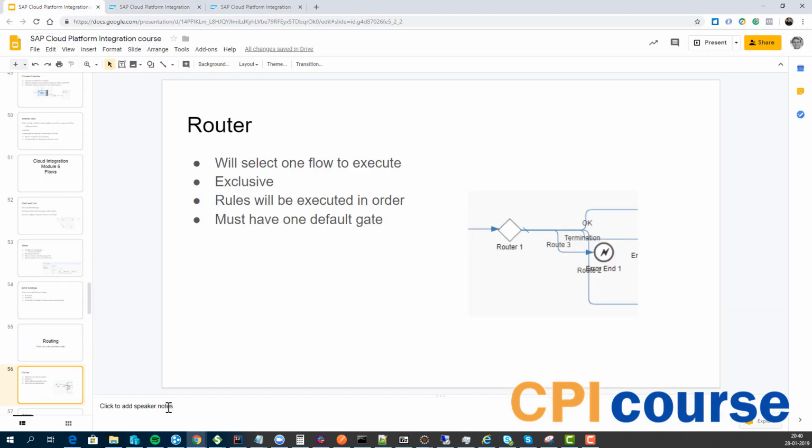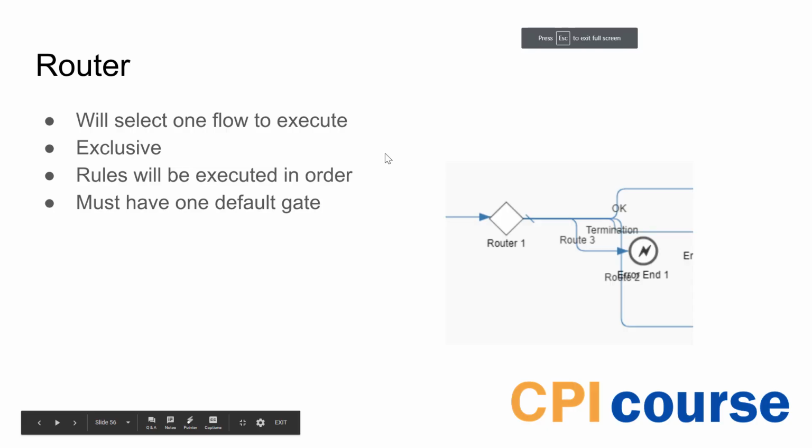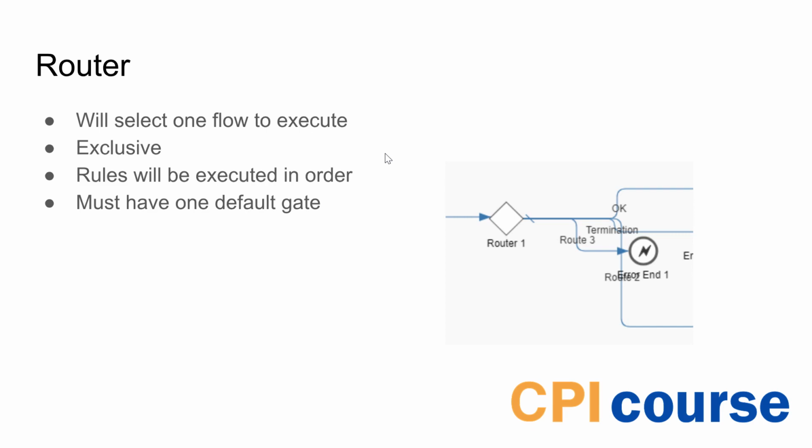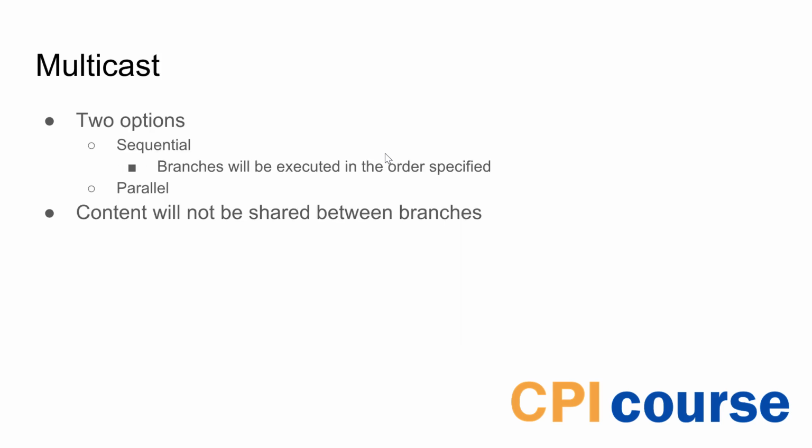Good. So that was the routing and the different alerts that you can put into your flow. And routing is like the if that you have, that you can say, if this is the case, then do this, or maybe else, or if else, and otherwise. Then we got the multicast, and the multicast has two different options. It has a sequential and a parallel.